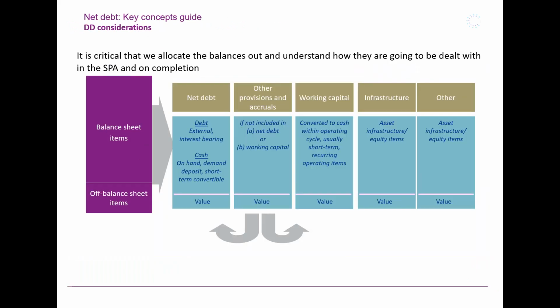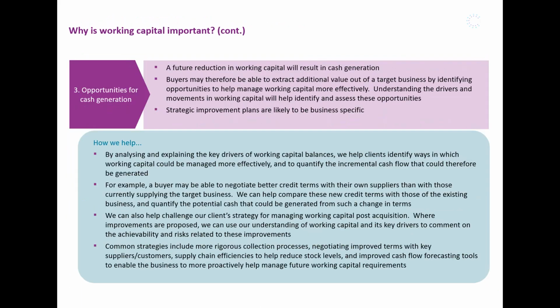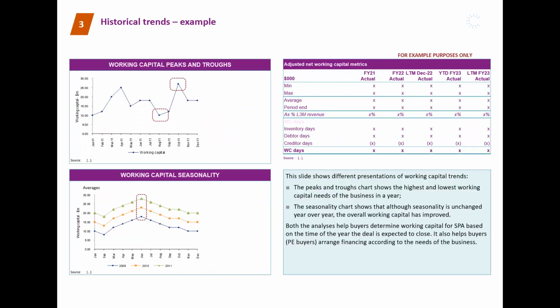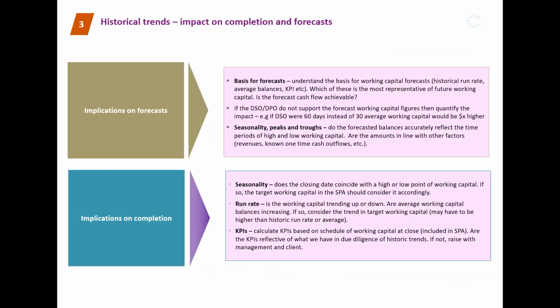So really just grilling the balance sheet and understanding all of the different line items, and then categorizing it as net debt, other provisions, accruals, working capital, as infrastructure and other, and understanding what is driving that working capital. It's anything converted to cash within the operating cycle, usually short-term recurring operating items. So really just understanding that, grilling the balance sheet and categorizing it, including the maybe bucket, which is used for negotiation, splitting that out so it's a fruitful and structured conversation.